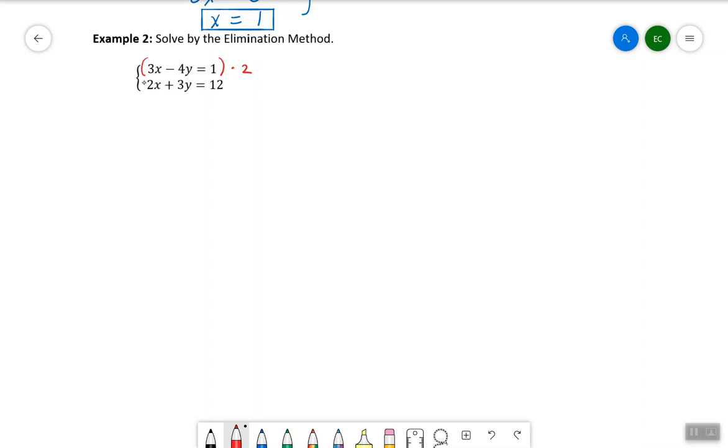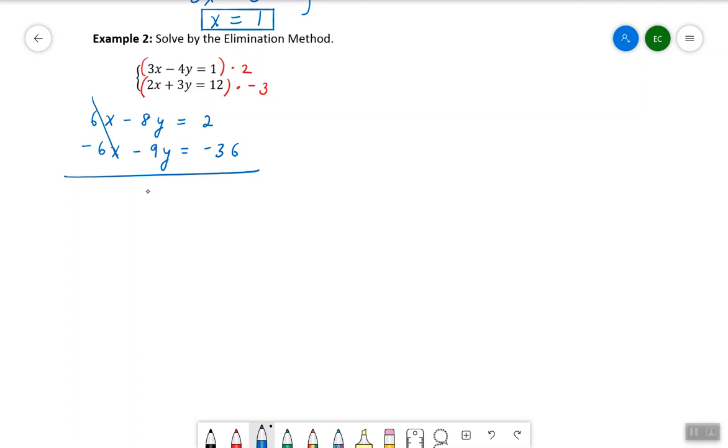How would we do it? Multiply the second equation by -3. Okay, so let's try that and see how it works. Multiply everything in the first equation by 2, and we'll have 6x minus 8y equals 2. And in the second equation, we'll have -6x minus 9y equals -36. And so when we add those two equations together, the x's cancel. We're left with -17y equals -34. And when we divide by -17, y is equal to 2.